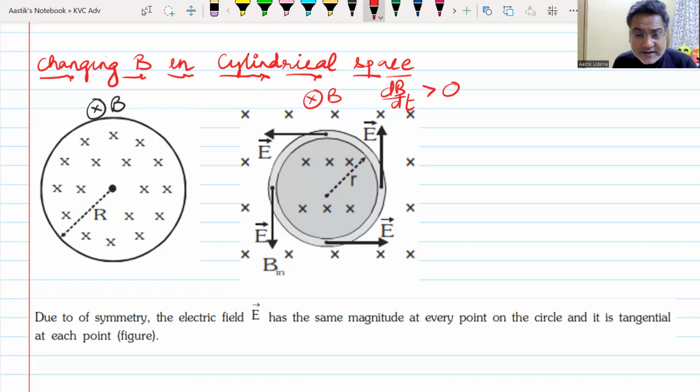Now, how can you change this magnetic field in this cylindrical space? You can have a solenoid. What is the magnetic field inside a solenoid? B is equal to mu naught Ni. You can change the current in the solenoid. If you change the current in the solenoid, the magnetic field inside the solenoid will also change, and you will get a question of this type. Do we understand this? Yes, sir. I'll give you 2 minutes to note this down.